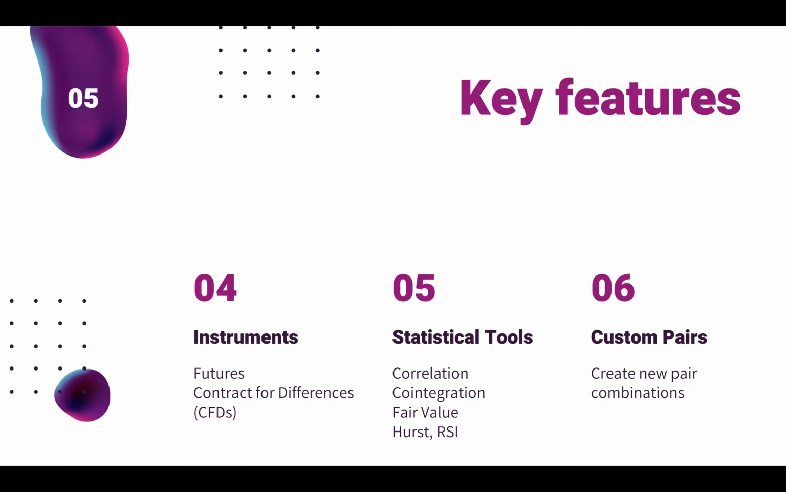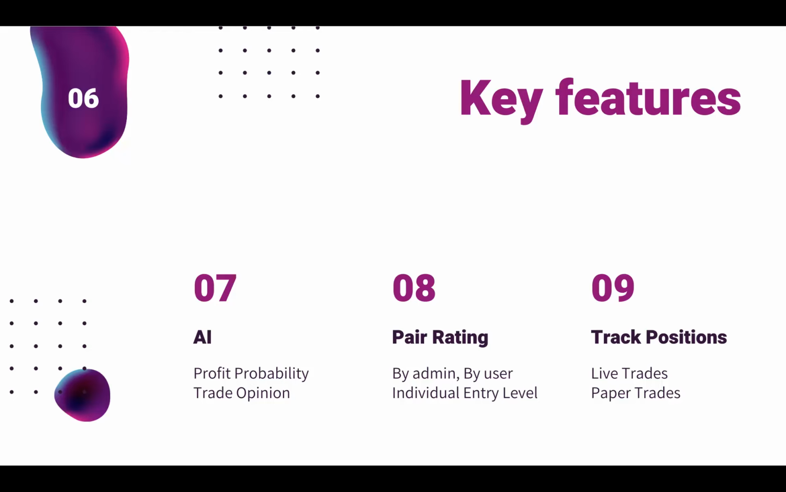And the statistical tools in the new model we are providing are correlation, cointegration, fair value, Hurst, and RSI. I'll explain the statistical tools in the next slide. And you can create custom pairs. And also in this, we have used AI models to predict the profitability. So the profit probability is predicted, and it also gives the trade opinion, what the current position is and how the user can interpret the data. So those things are also provided.